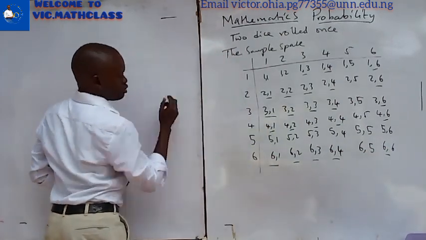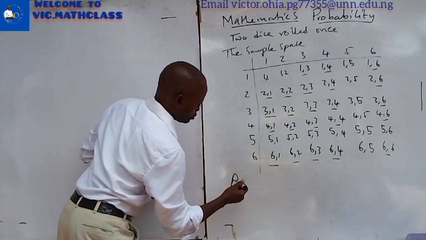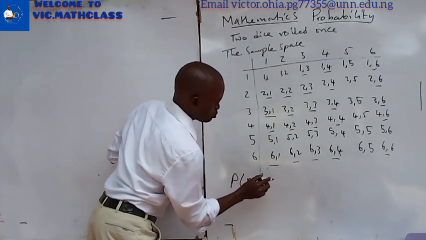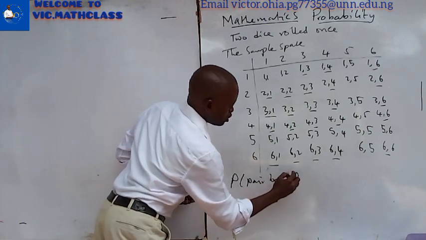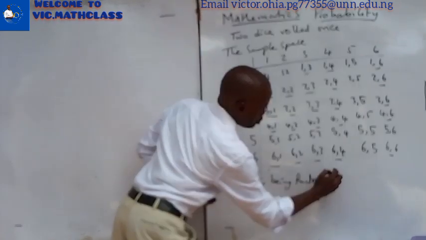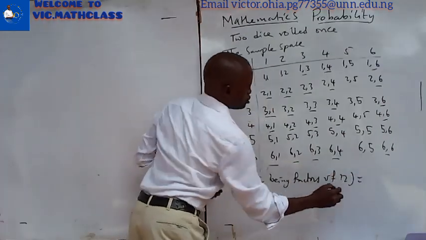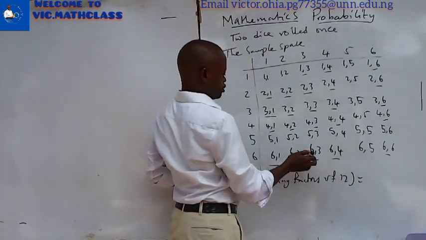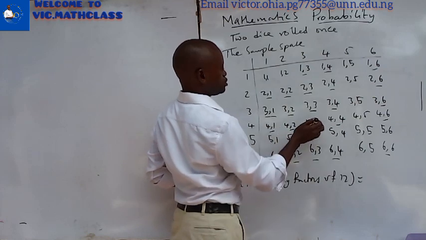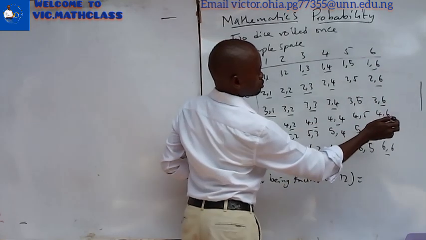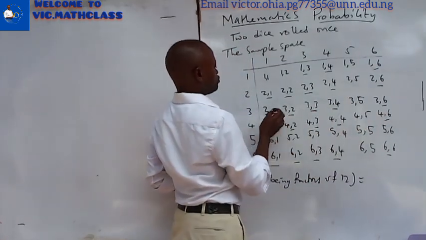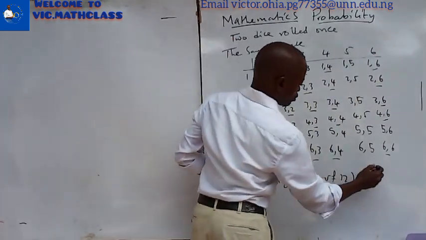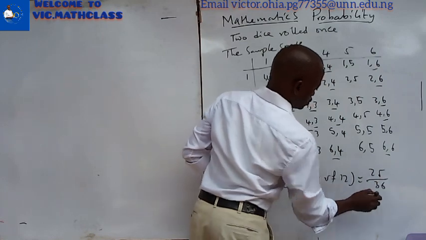So the probability of a pair being factors of 12 will be, how many did I count there? 1, 2, 3, up to 25. So we have 25 over 36.